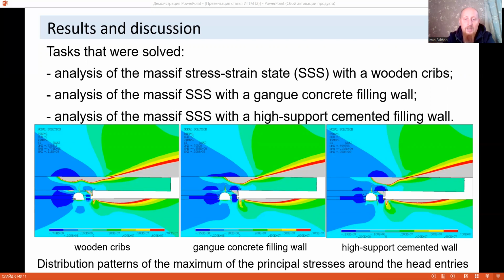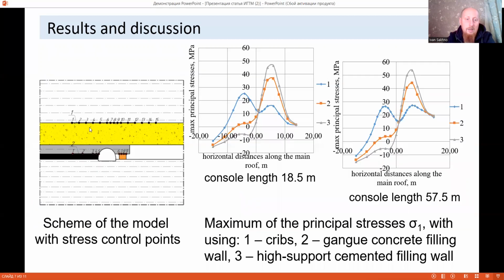entries. To quantify the influence of the type of filling wall on the localization of the area of maximum stress and the probable place of main roof cutting, the stresses in the console of the main roof were analyzed. The stress control points you can see in this image. Slide 7 shows graphs of the change of the maximum principal stresses along line 1 of the main roof.